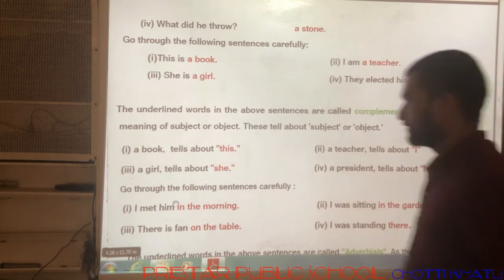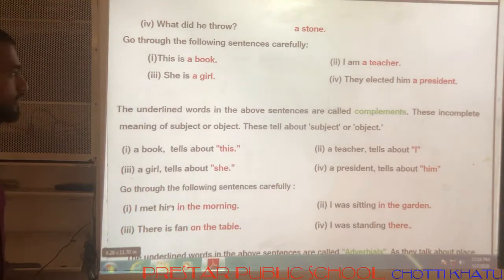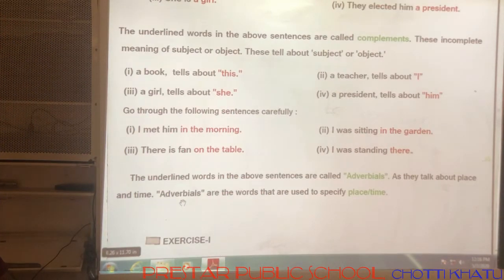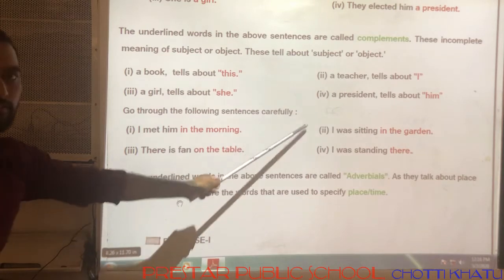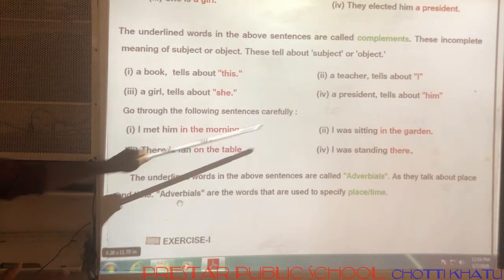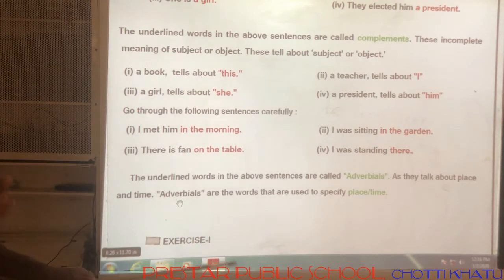Okay, next, the last one. What is the last one? Adverbial. What are adverbials? Okay, let us see. Go through the following sentences carefully. Okay, there are four sentences given, and by using these four sentences, let us discuss the meaning of adverbials and how the adverbial is used in a sentence.